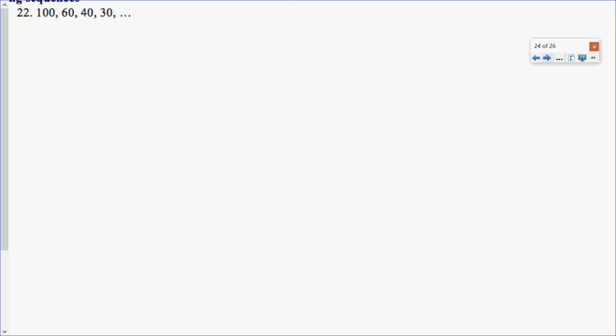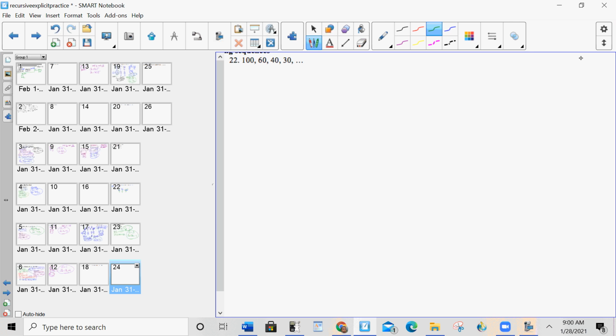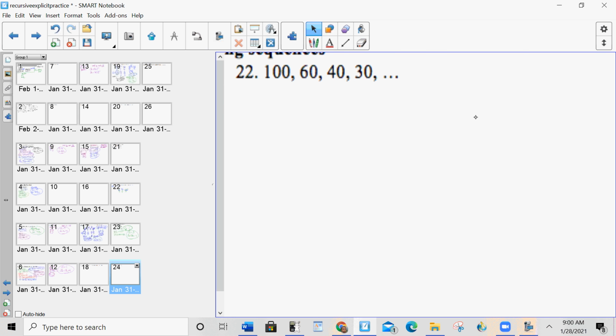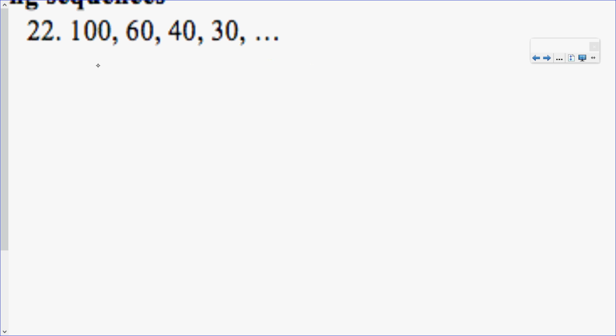All right. So, number 22. They're getting smaller. So, again, you would subtract, subtract, subtract, divide, divide, divide. I'm going to save you some time and say that that's not going to work. Neither of them are going to work. It's not going to be arithmetic or geometric. So since they're getting smaller, I'm not going to multiply.